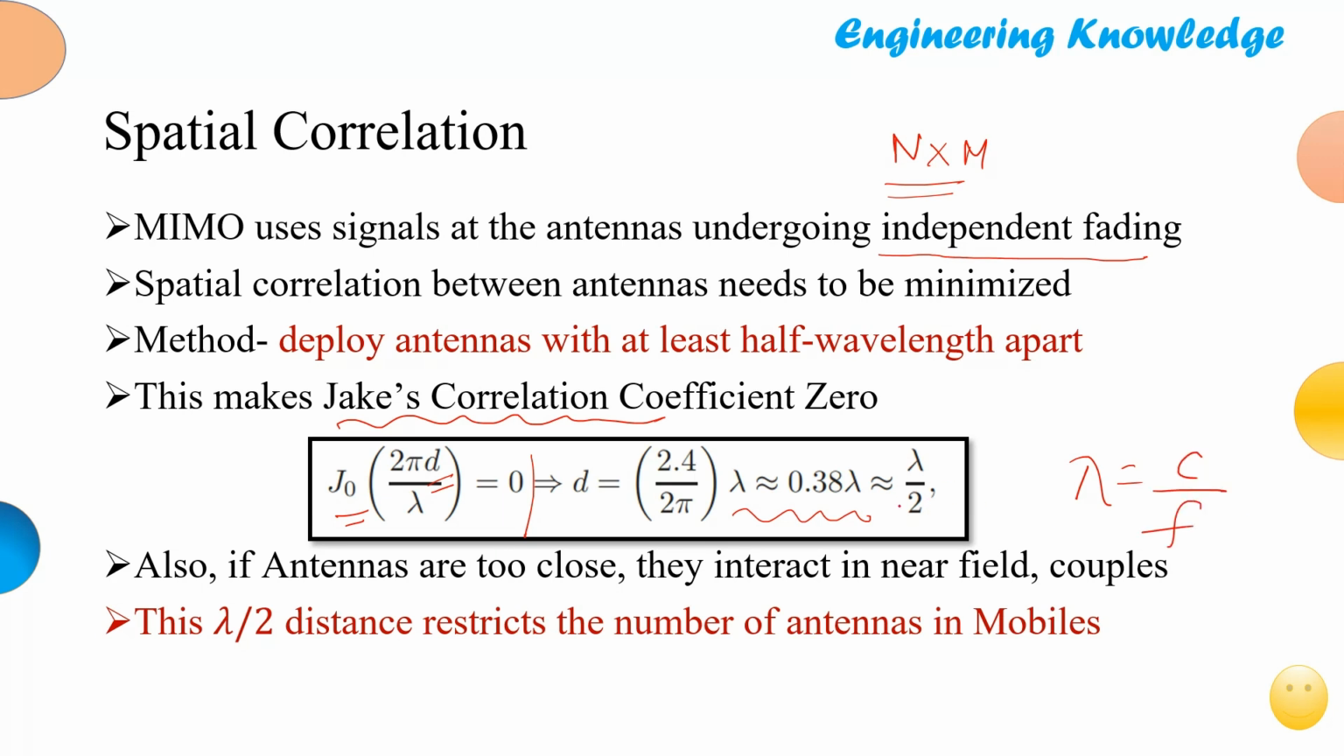So this has to be the minimum distance between the two MIMO ports, which means that if this separation is not maintained, then the two paths will not be independent. This criterion will not be fulfilled, and therefore they need to be at least half a wavelength apart. If antennas are too close, they also interact in the near fields, and this couples with the information signal that is to be transmitted. And this lambda by 2 distance restricts the number of antennas in the mobiles. You cannot have multiple antennas, say 128 cross 128 or 512 cross 512, in principle it is not possible.